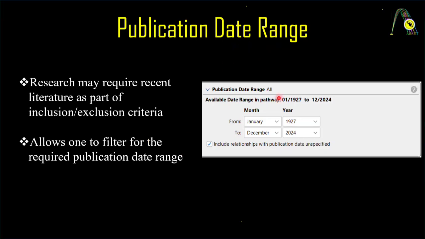The date range that they provide is from January 1927 to December 2024. So you're able to select what date range you want your publications to range from and to. Basically this is again important for our inclusion and exclusion criteria, often for systematic reviews or meta-analysis, because oftentimes they may require the most recent literature. So you're able to specify for that in your filter options, okay?